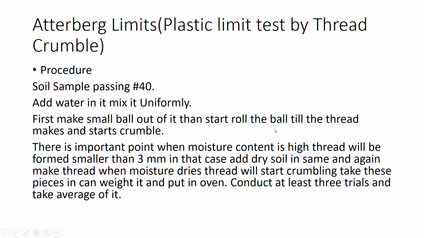First make a ball and then roll that ball into a thread, and when the thread starts to crumble, put it in the cans, weigh the cans and put the cans in the oven for 24 hours. There will be an issue when the moisture content in the soil sample is higher: the thread can't crumble, and the thread will be thinner than the 3 mm thickness.